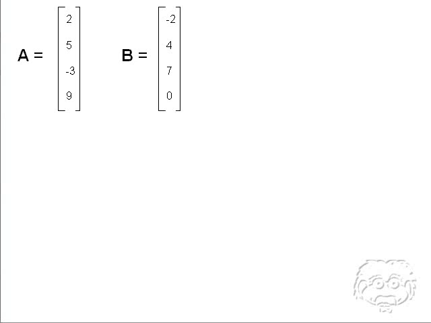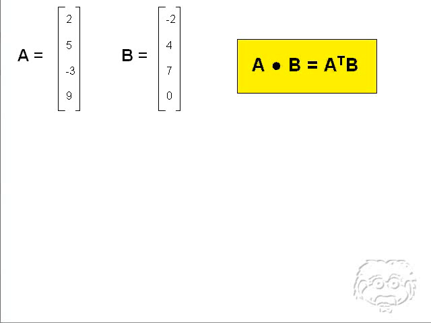And if we want to find the dot product of A and B, we can make that into matrix multiplication, but in this case we need to transpose A into a row vector. So this formula here says that finding the dot product of A and B is the same as using matrix multiplication as long as A is transposed before we multiply.